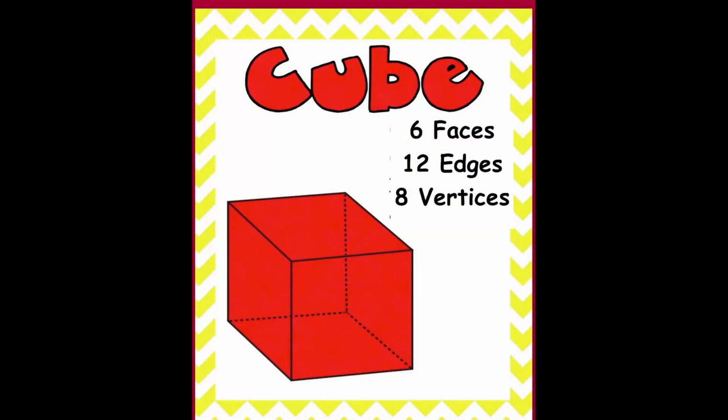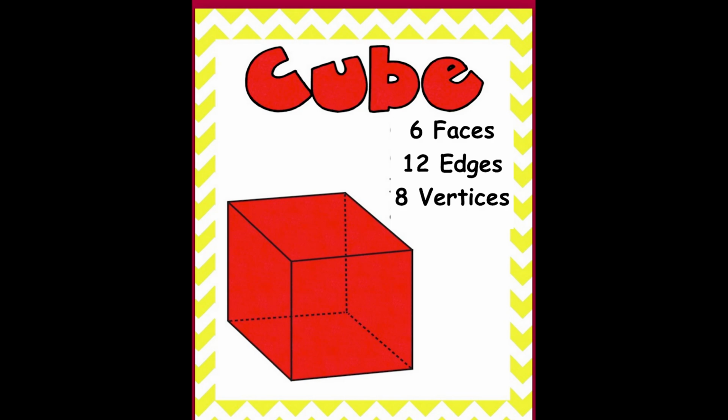The next 3D shape that I want to talk to you about is the cube. This is one that you're also probably pretty familiar with. Like our rectangular prism, it has 6 faces, 12 edges, and 8 vertices. The difference though is that in order for a cube to be a cube, one of its defining attributes is that all of its sides must be perfect squares.